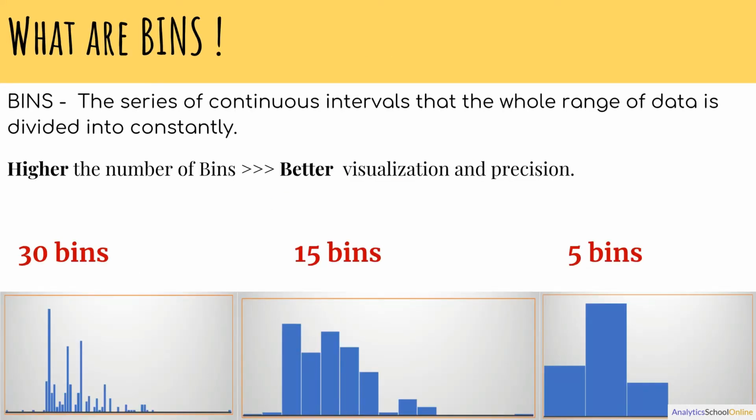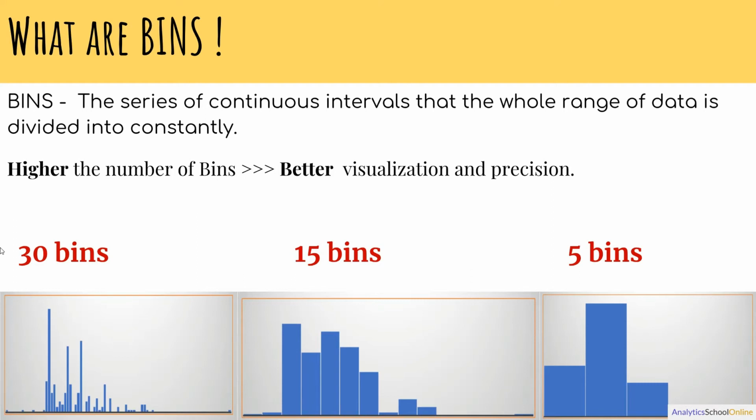Now there is a coined term called bins. Bins are basically the series of continuous intervals that the whole range of data is divided into. Now, "constantly" is not the right term to use here, because it's not always the case. There can be bins of different sizes, but for the sake of understanding basic histogram knowledge, we are considering the width of the bins to be constant here. What we try to understand from bins is that the higher the number of bins we have in our data, the better the visualization and precision we have by looking at the data.